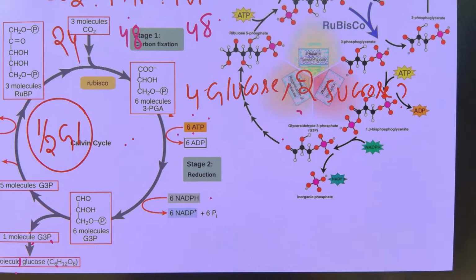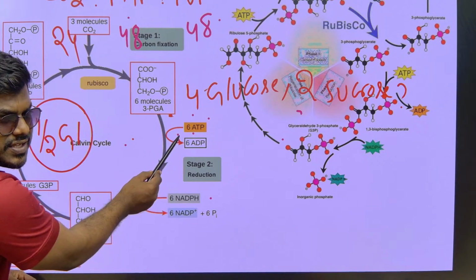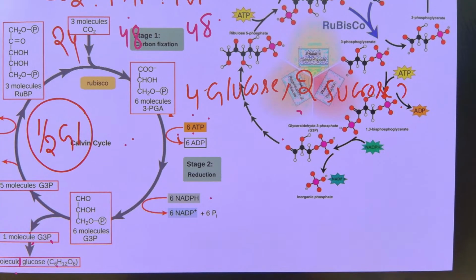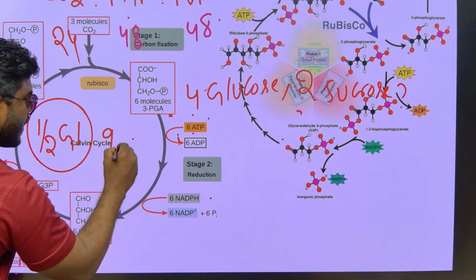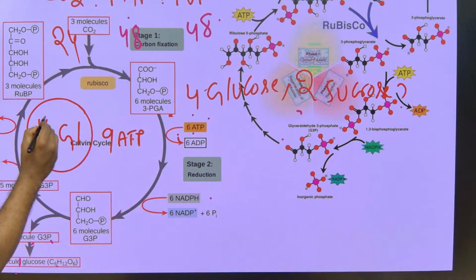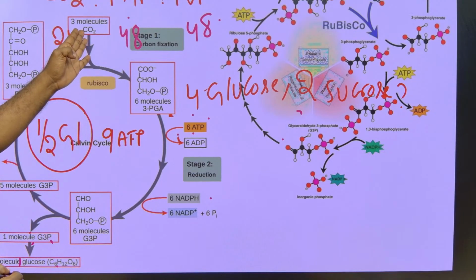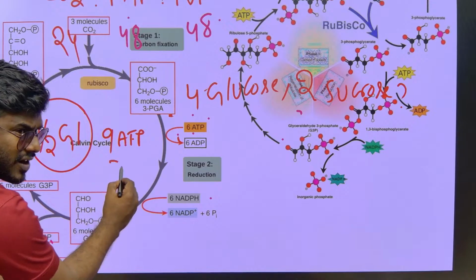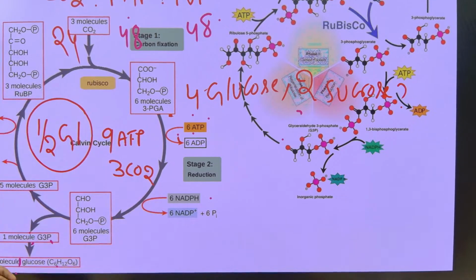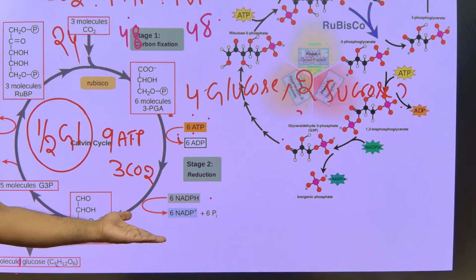How many? Everyone is looking at this 6. What about this 3? 9. Correct? You have to consider this also, right? So for half glucose, 9 ATP. Half glucose, how many times is carbon dioxide required? 3 times. Correct or not? Yes. How many NADPH required? 6. Correct or not?